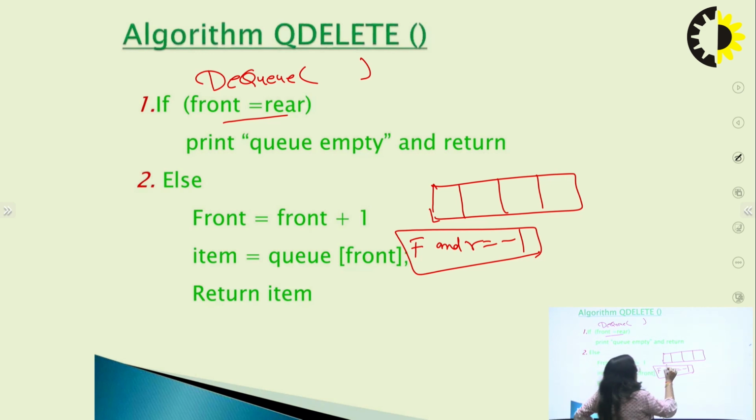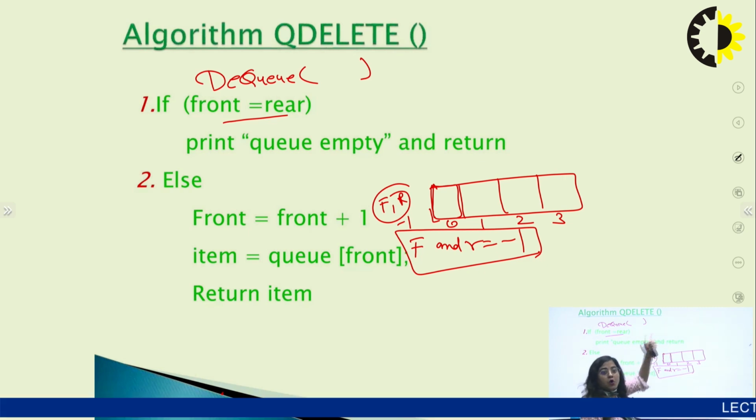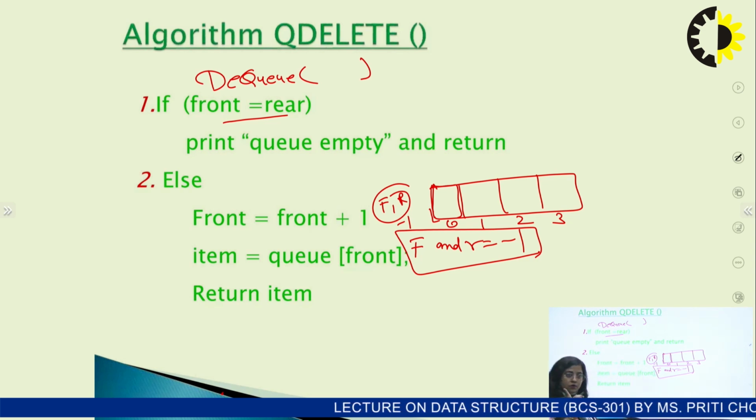Let's suppose here we have locations 0, 1, 2, 3 and no value is present, and you want to delete. Front and rear are now -1. It means no data is present in the given queue, so you cannot delete any data. If front and rear value is -1, then print queue is empty. Now you can insert data 1.